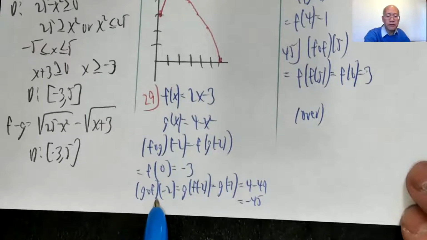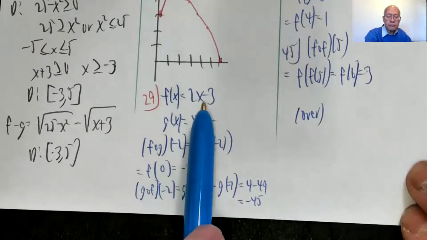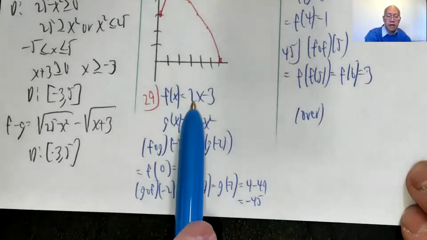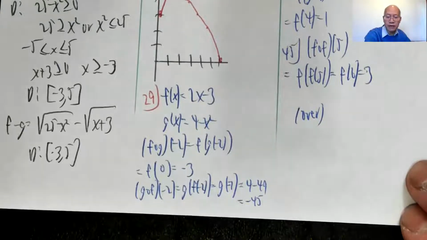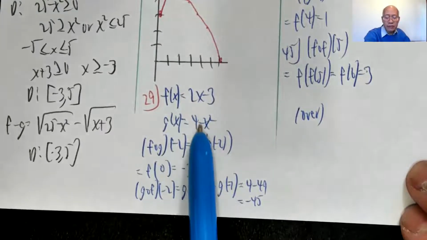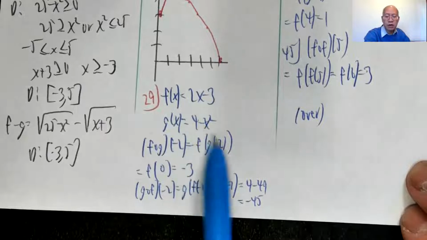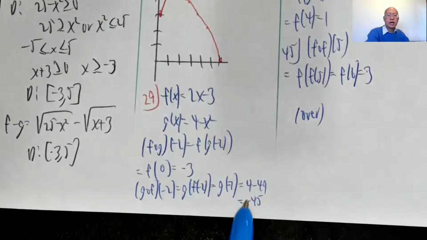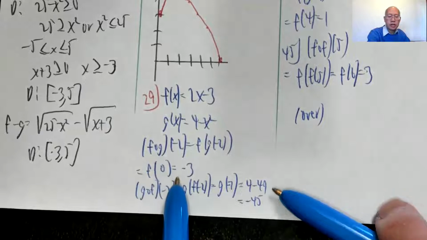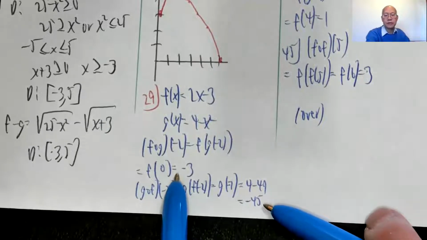g circle f means g of f of -2. -2 goes there. 2 times -2 is -4. Minus 3 is -7. And now g of -7, put -7 there. 4 minus 49 is -45. And you will notice that f circle g is not the same as g circle f in general. They're two different values.